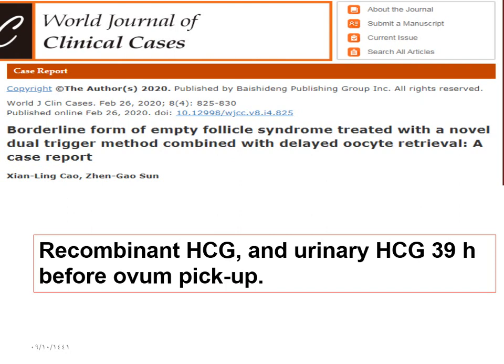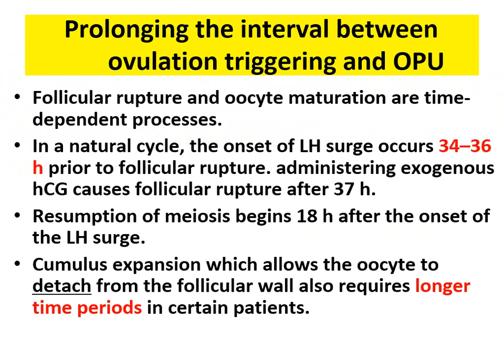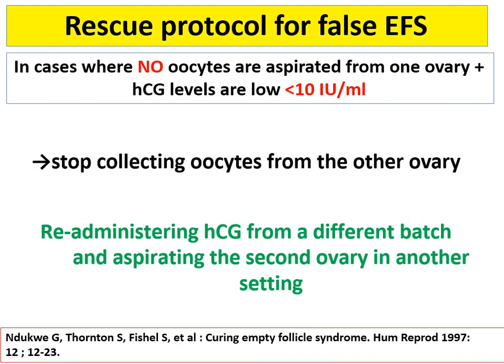So he used both the recombinant and urinary HCG 39 hours before ovum pickup to give them a chance to make separation of the tight cell-to-cell junctions. Another protocol of triggering is to prolong the interval between ovulation triggering and ovum pickup. Usually it is between 34 to 36 hours, but these protocols increase the duration up to 39, up to 40 hours in some cases. Longer times are expected to give better results.